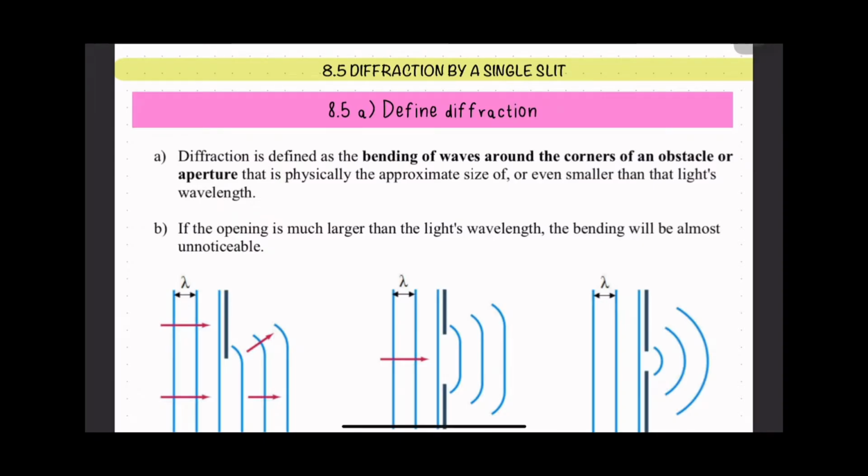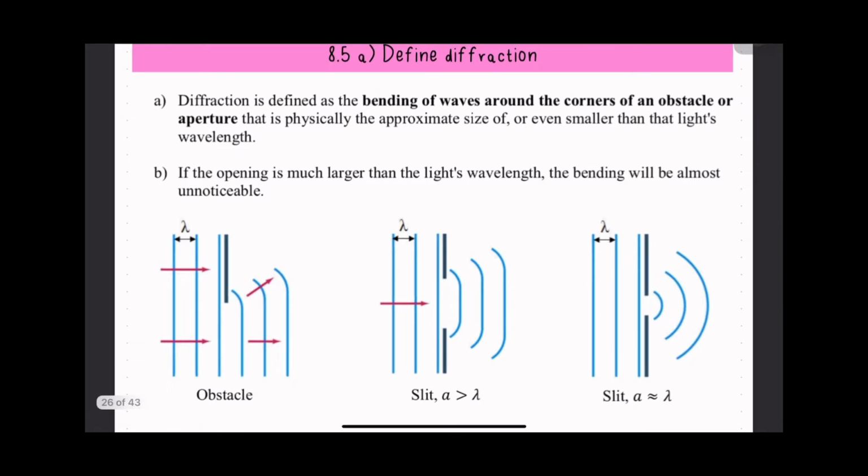Okay, so next is 8.5, diffraction by a single slit. 8.5a, define what is diffraction. Diffraction is defined as the bending of wave around the corners of an obstacle or aperture that are physically the approximate size or even smaller than the light's wavelength. Okay, if the opening is much larger than the light wavelength, the bending will be almost unnoticeable.